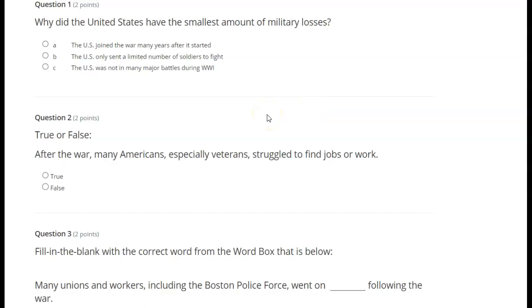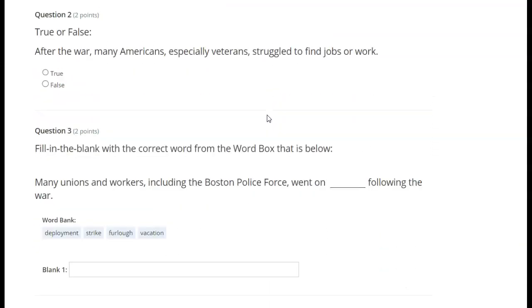Why did the United States have the smallest amount of military losses? A. The U.S. joined the war many years after it started. B. The U.S. only sent a limited number of soldiers to fight. C. The U.S. was not in many major battles during World War I.